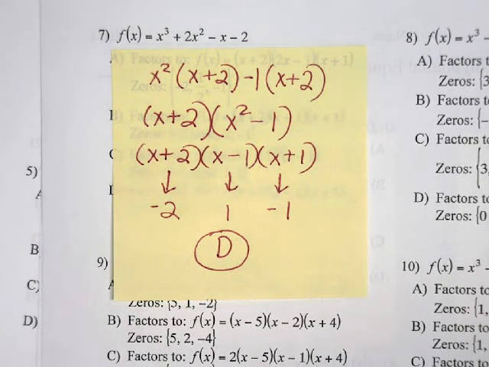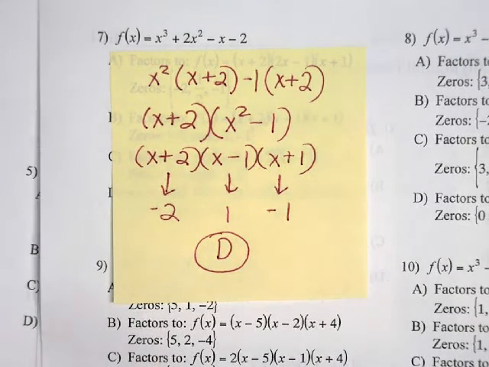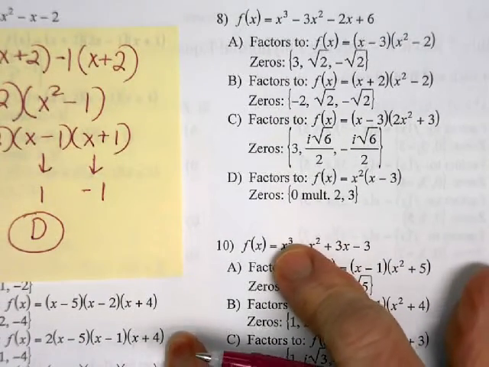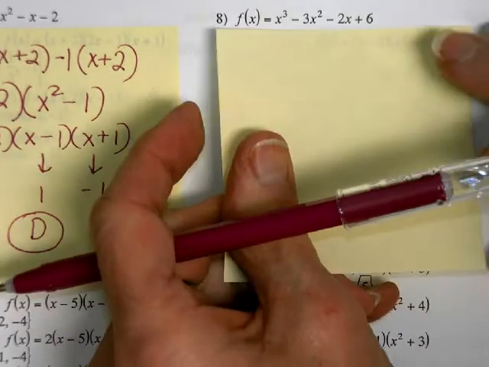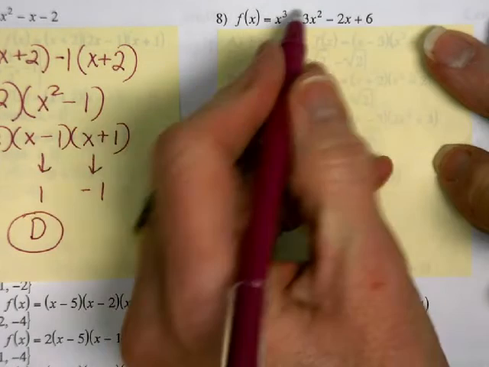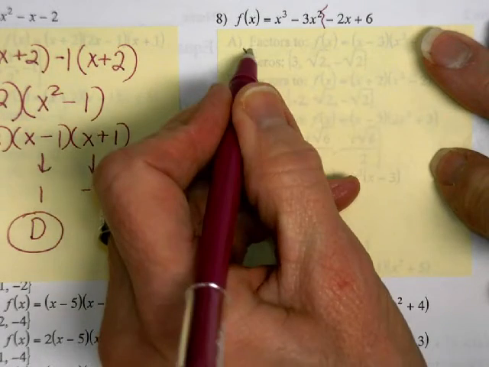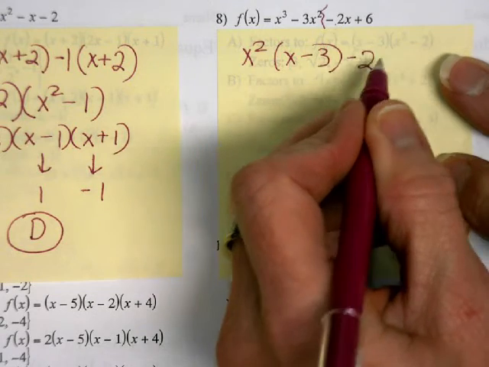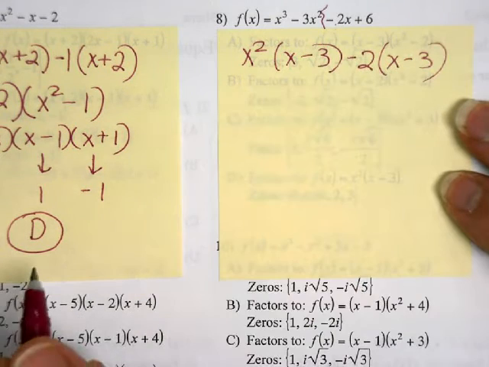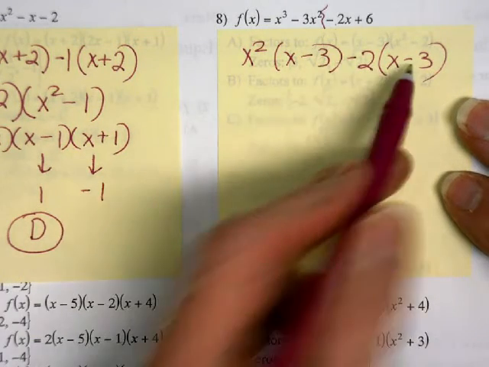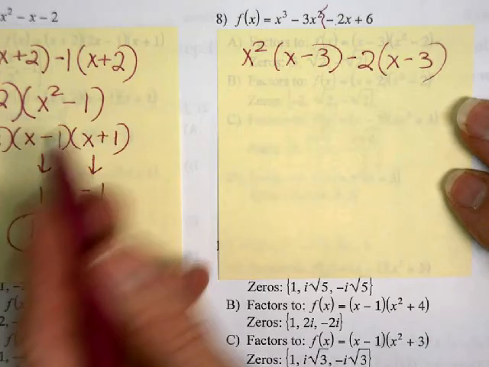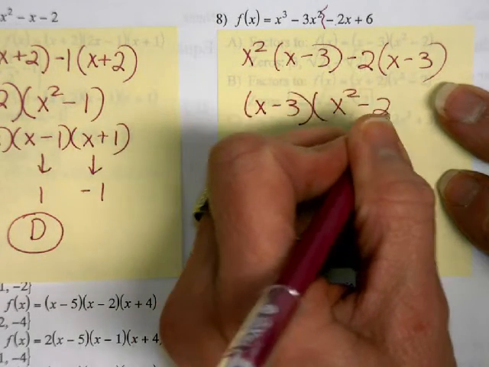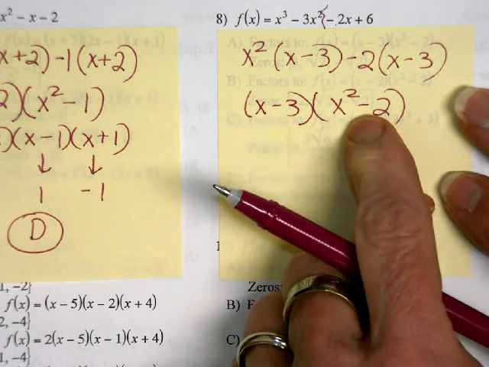You're grouping good. Let's see. Number 8 looks interesting. We'll go ahead and do that one. I'm just looking at the answer choices, and they look pretty interesting. So I'm going to tackle this guy and see what I come up with. Okay, I see a common factor of x squared and a common factor of negative 2. I pull out a negative 2 from a positive 6, that leaves me a negative 3. All right, take out the factor x minus 3 and see what we have left, x squared minus 2.